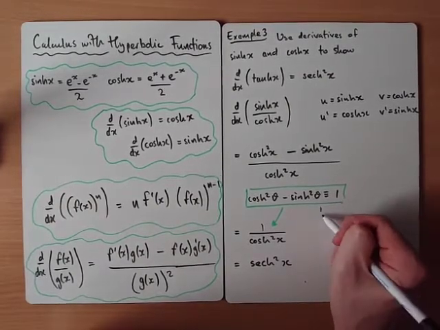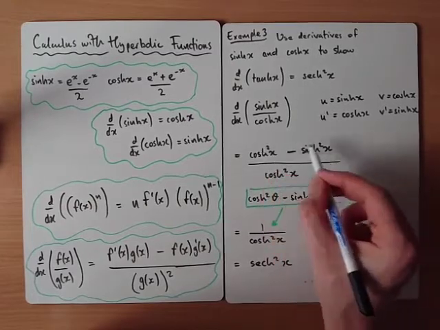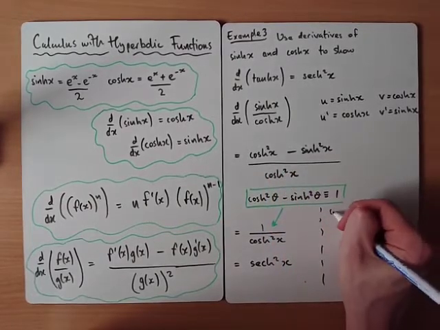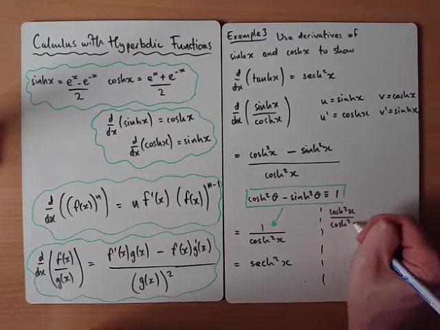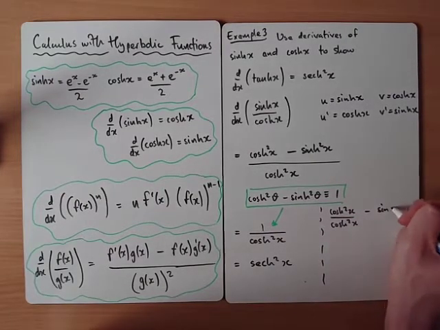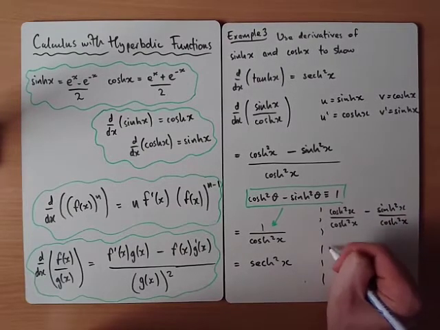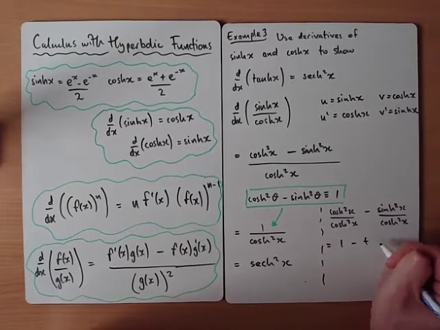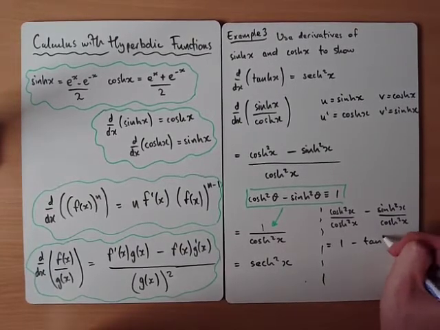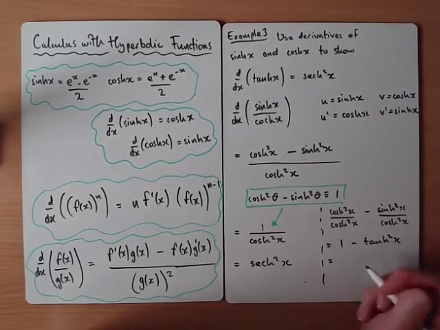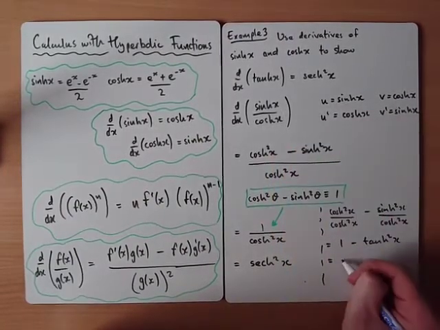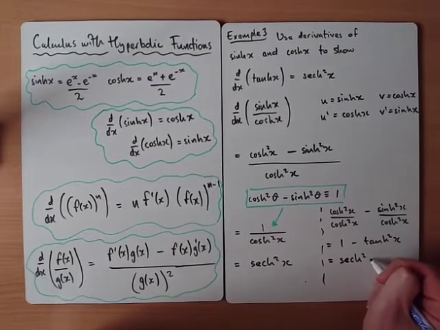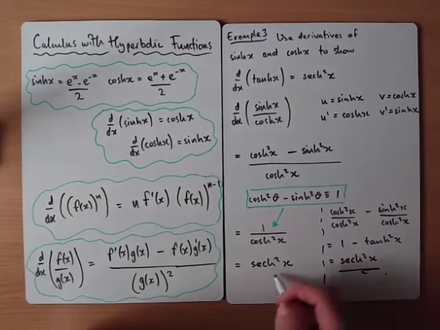The other way to think about it is that we could split it up. So cosh squared divided by cosh squared, minus sinh squared divided by cosh squared, which is 1 minus tanh squared. And again, you could state the identity there: 1 minus tanh squared is equal to sech squared, if you remembered that identity.